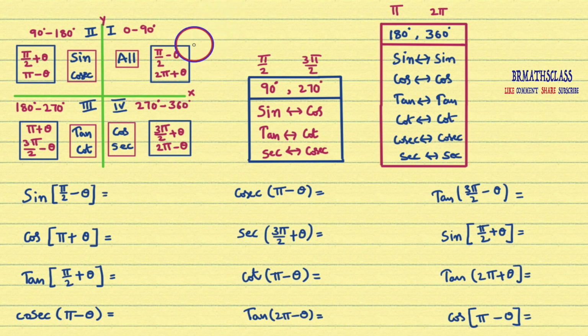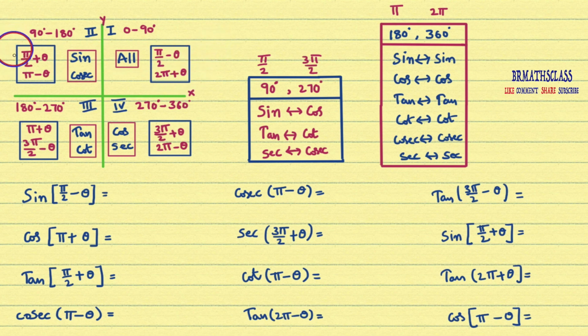And to do these things, you must and should be thorough with these things. You see here, pi by 2 minus theta lies in first quadrant. I gave a detailed explanation in the last class. 2 pi plus theta lies in first quadrant. You must be thorough with these things.